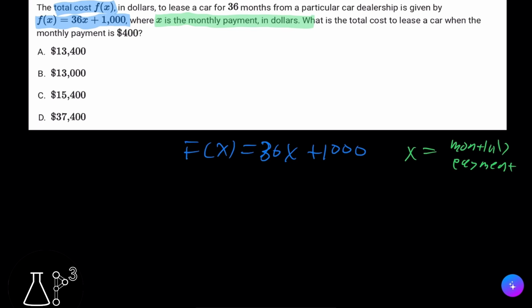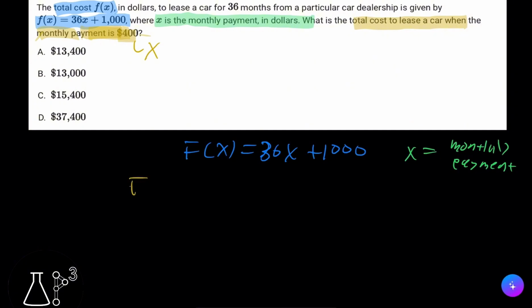And what are we looking for? What are they asking for? The total cost to lease a car when the monthly payment is $400. So we're given that the monthly payment is $400, so the $400 is x. What I have to do now is make another equation or function to look for the total cost of the leased car when the monthly payment is $400. So I'm going to plug in 400 for x, and that'll be my answer.